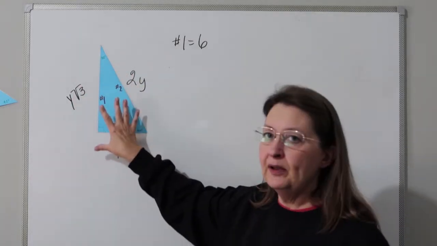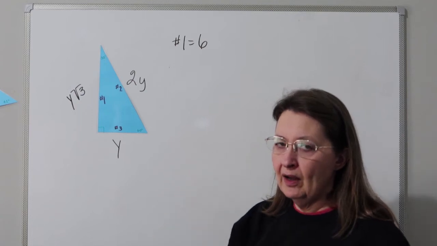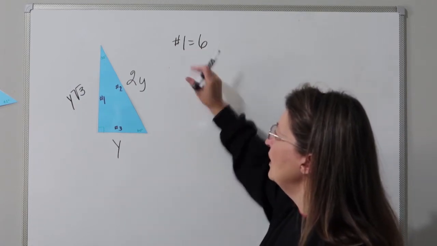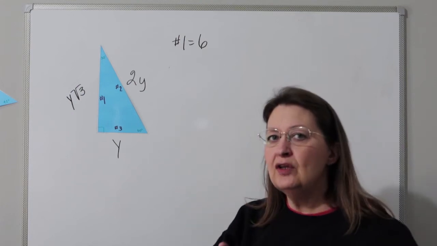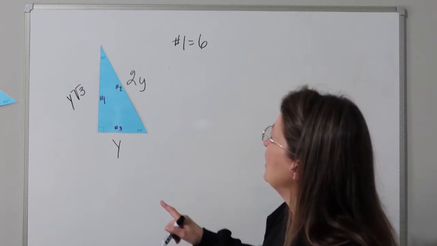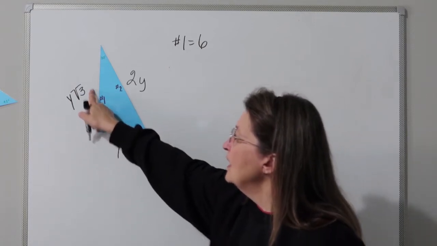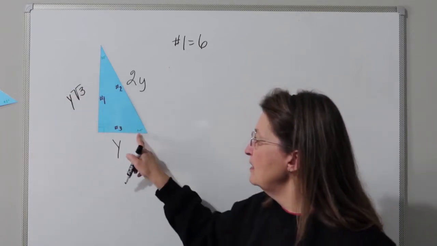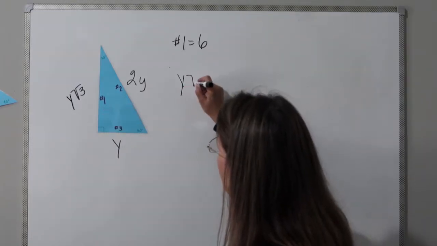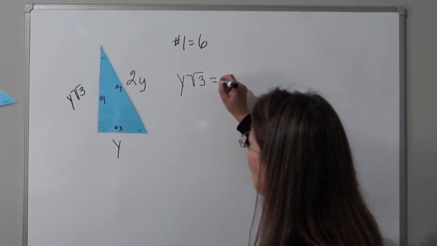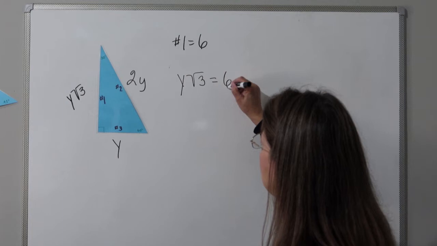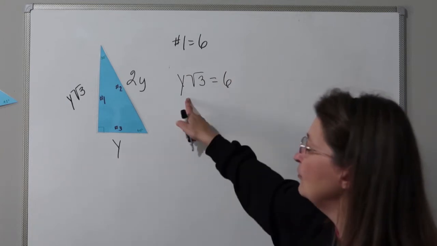This is your little formula that you've got memorized or written down on a piece of paper. The problem tells you that side number 1 is equal to 6, and you need to find the lengths of the other two sides. So, come over here to side 1, which is the side opposite the 60 degree angle. Let's take the variable expression, y times the square root of 3 equals the value that they gave us for this side, 6. Now we're just going to solve it for y.